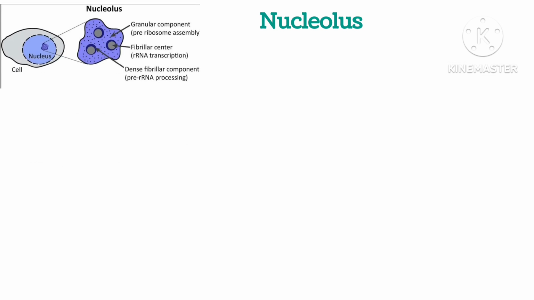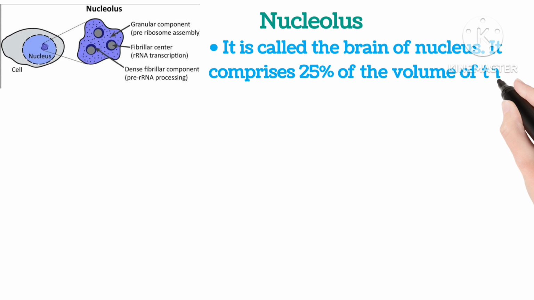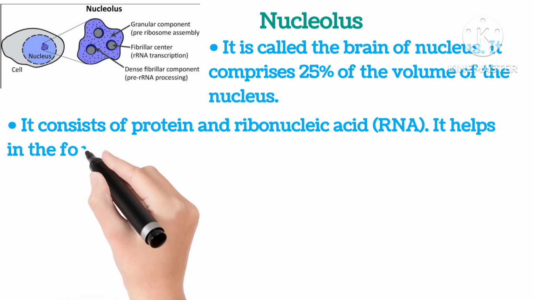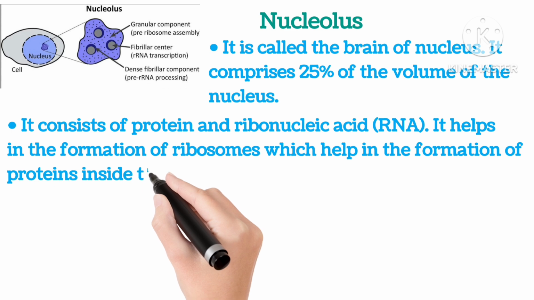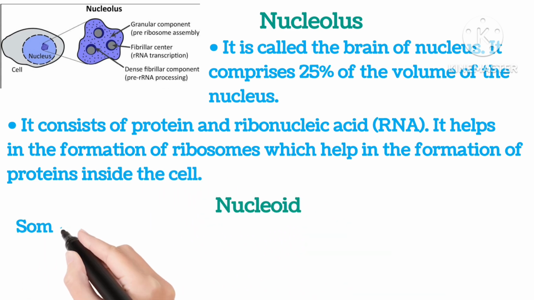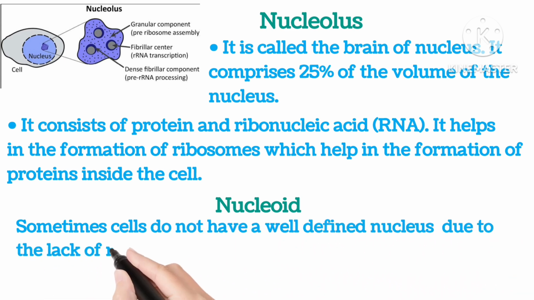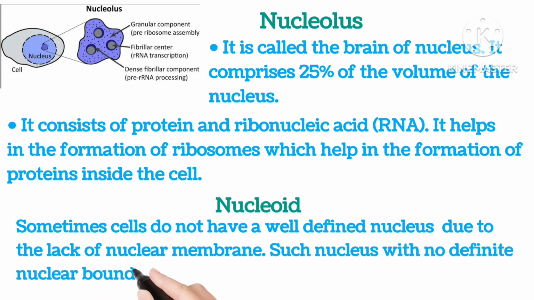Nucleolus. It is called the brain of the nucleus. It comprises 25% of the volume of the nucleus. It consists of protein and ribonucleic acid, which is RNA, and helps in the formation of ribosomes, which are responsible for formation of protein inside the cell. Nucleoid. Sometimes cells do not have a well-defined nucleus due to the lack of nuclear membrane. Such a nucleus with no definite nuclear boundaries is called a nucleoid.